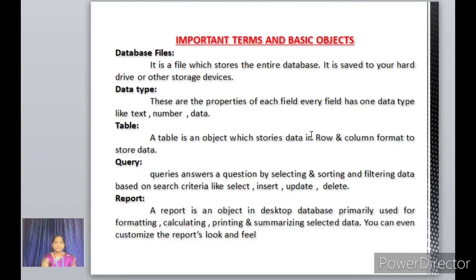And next topic, important terms and basic objects. First one is the database file. It is a file which stores the entire database. It is saved to your hard drive or other storage devices. And next one is the data type. These are the properties of each field. Every field has one data type, like text, number and date.